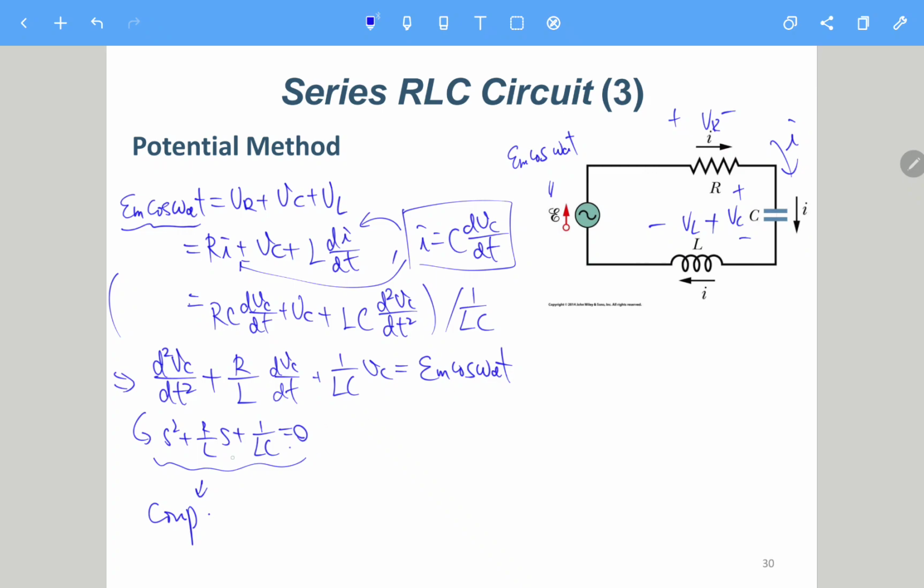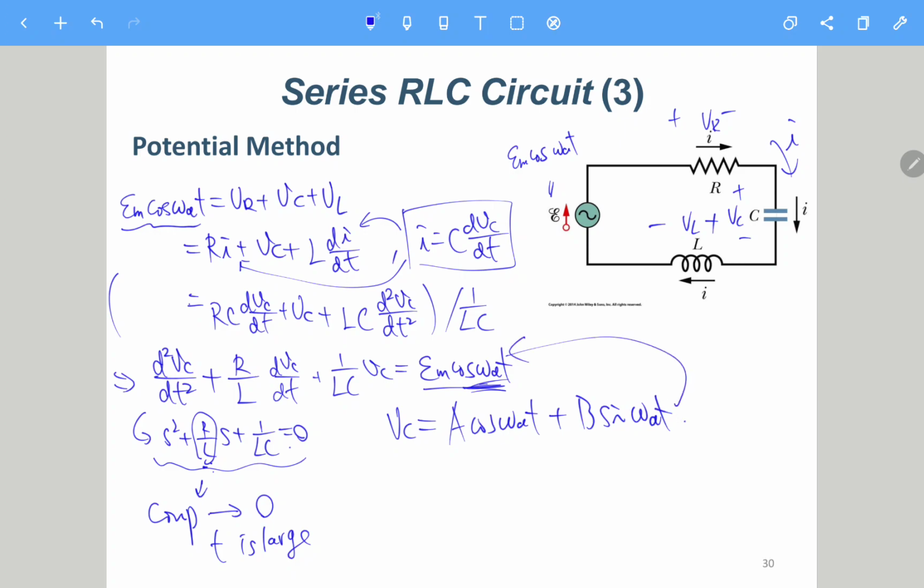We just assume it does not have the same frequency as this one, because this one should be a positive value. It can't be a pure imaginary number, so it can never be a pure cosine. So we just assume this complementary solution will tend to 0 when t is large, and we ignore it. Then finally, we assume our Vc will be A cosine of omega d t plus B sine of omega d t, and you plug this into there to try to solve for A and B.